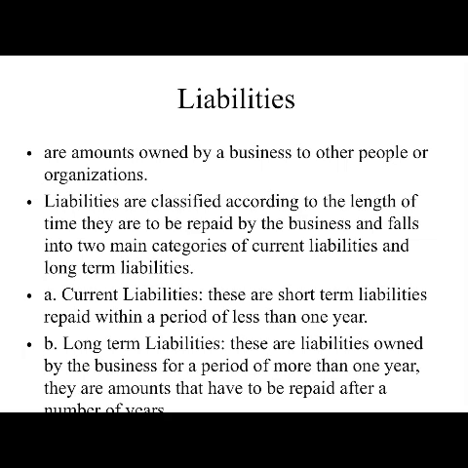So an example I would give about current liabilities: we have creditors, we have bank overdraft, we have outstanding bills such as electricity bills, okay, and so on and so forth. And the other type of liability is long-term liability. So these are liabilities owed by a business for a period of more than 1 year. They are amounts that have to be paid after a number of years. Okay, so when we're talking about these, we're talking about mortgages on premises, we're talking about bank loans.